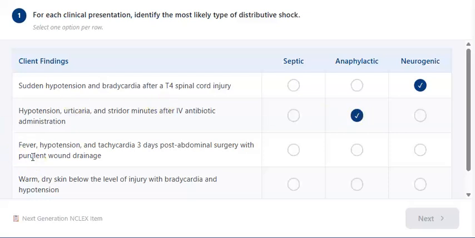Now, the next one says fever, hypotension, tachycardia, 3 days post abdominal surgery with purulent wound drainage. So we are looking at sepsis here, right? This is very, very straightforward. So we're going to go for sepsis. And the last one says warm, dry skin below the level of injury with bradycardia and hypotension. Remember, warm, dry skin below the level of injury with bradycardia. So this is more of what? Neurogenic shock. So that is it, and that is our answer.